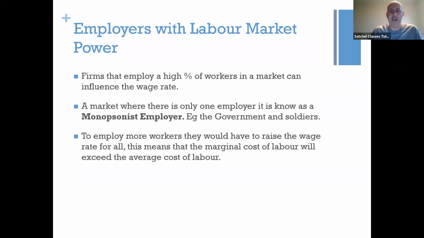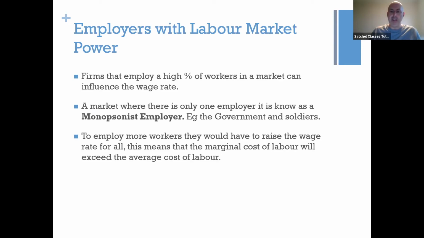So for example, I said steel manufacturing, it could be a government agency in the area, it could be soldiers, it could be, let's say we're trained as a nurse, NHS are the main employer of nurses. To employ more workers, they would have to raise the wage rate for all. So in a perfectly competitive labour market, you've got different firms offering different wage rates. But in a monopolist situation, you've only got one firm, so they would have to offer the same wage for all its workers.